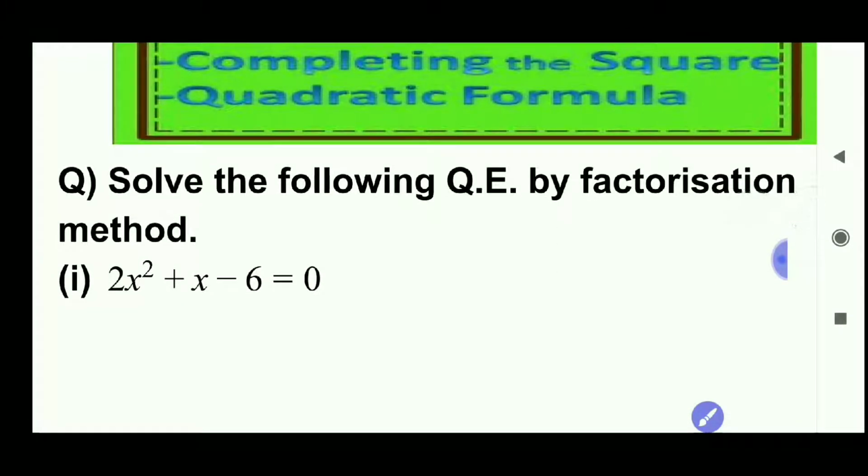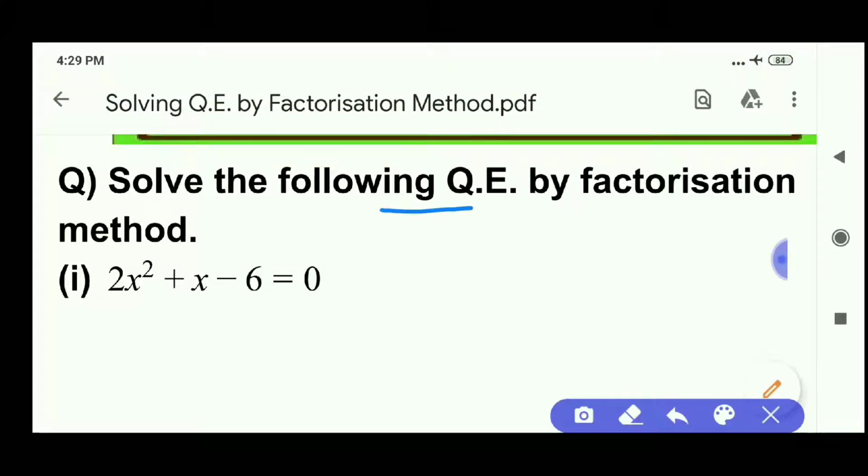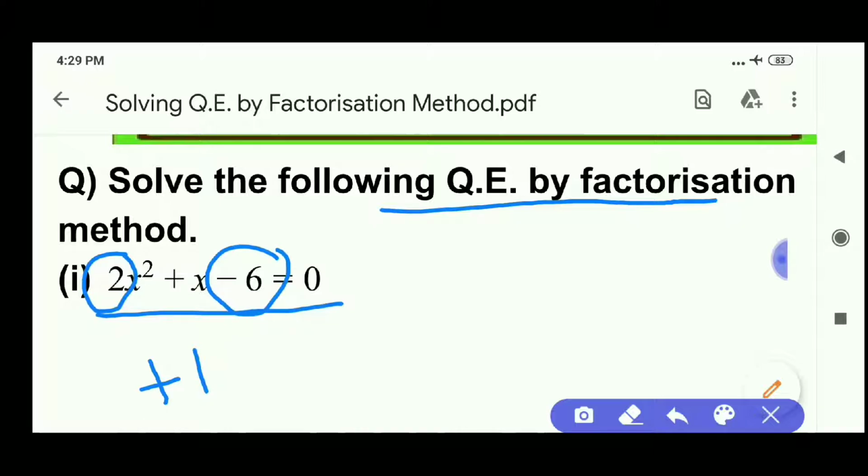Now, without delay, let us solve questions. The question is, solve the following quadratic equations by factorization method. What is the question? 2x square plus x minus 6 is equal to 0. Observe the equation carefully. What is the x square coefficient? Yes, it is 2. What is the x coefficient? Yes, it is plus 1. What is the constant here? Yes, it is minus 6.